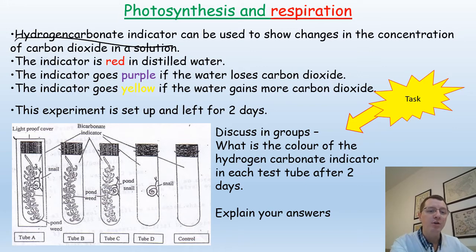So if our hydrogen carbonate indicator turns red, then this tells us that we've got a normal level of carbon dioxide dissolved as you would have in distilled water. If the indicator turns purple, then that water is losing carbon dioxide. And if the indicator goes yellow, then the water is gaining carbon dioxide.